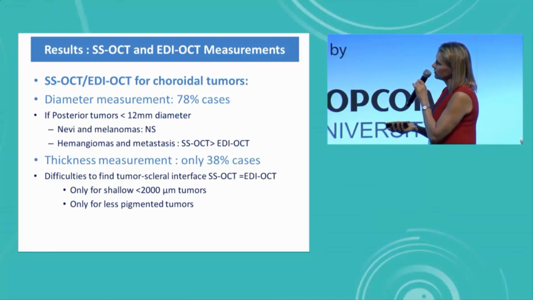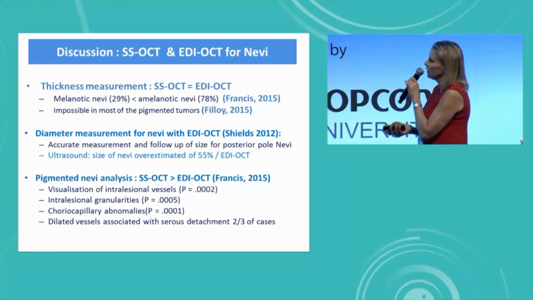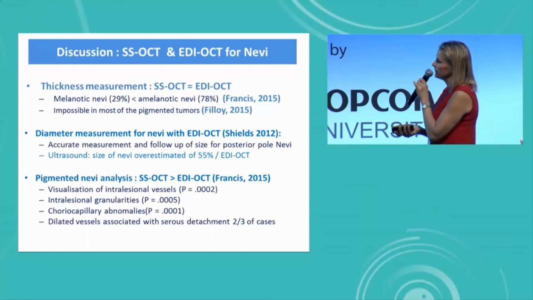However, we could measure the diameter in 78% of our cases, with a slightly larger diameter observed with swept source compared to EDI for hemangiomas and metastasis. Thickness measurement was only possible in 38% of our cases, and the limitation is the presence of a melanotic tumor, as in Francis' study, which has shown that only 29% of melanotic nevi thickness could be measured.